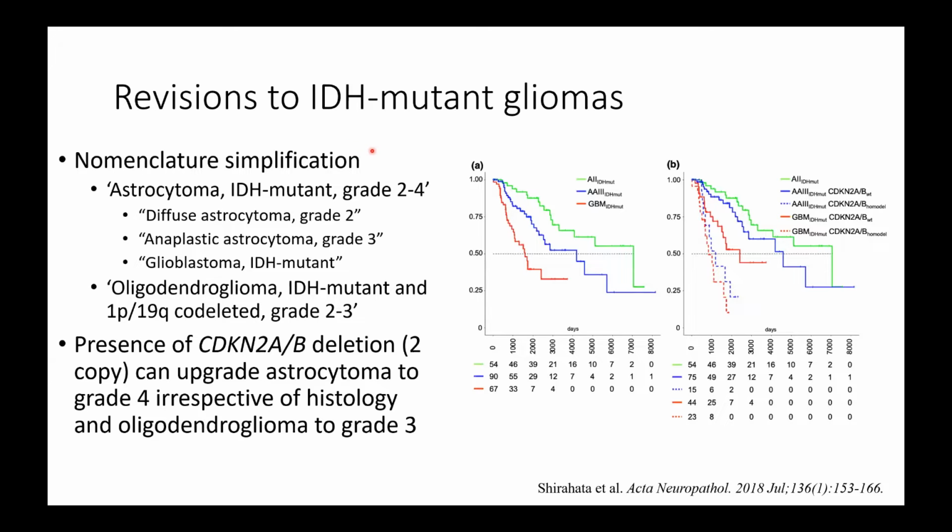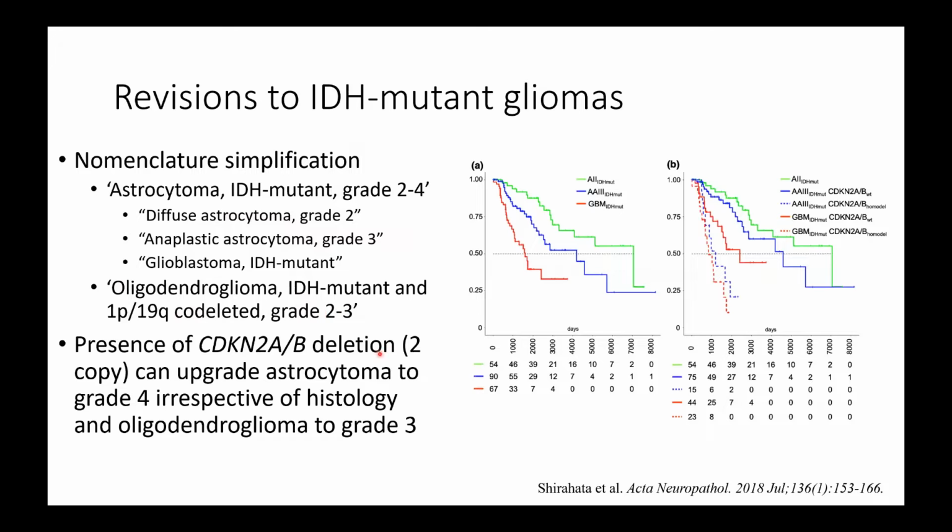So most notably in the 2021 CNS WHO update, IDH mutant gliomas have been the beneficiary of a number of changes, so that there's a simplification to the nomenclature. We don't have separate names for the different grades. All tumors are just listed by either Astrocytoma IDH mutant or Oligodendroglioma IDH mutant and 1p19q co-deleted, and then a grade assigned at the end. So that simplifies the naming features.